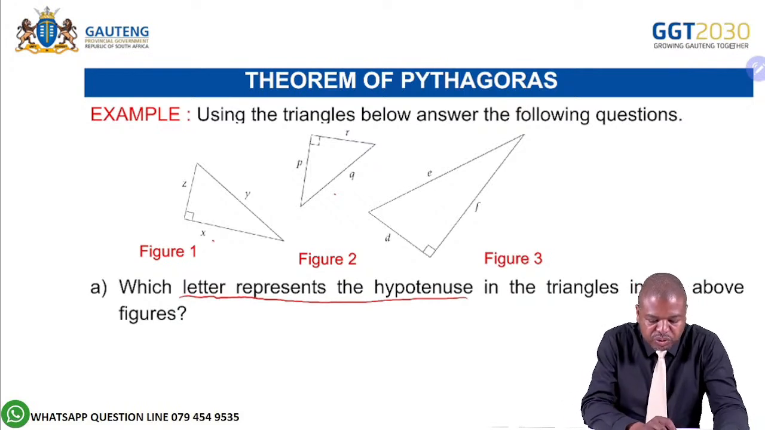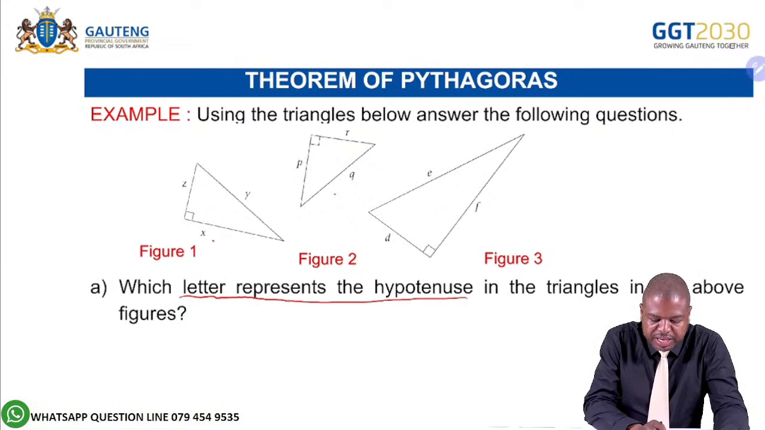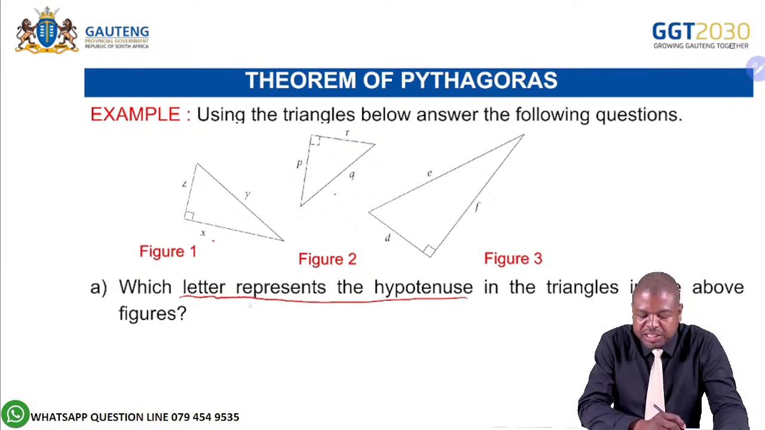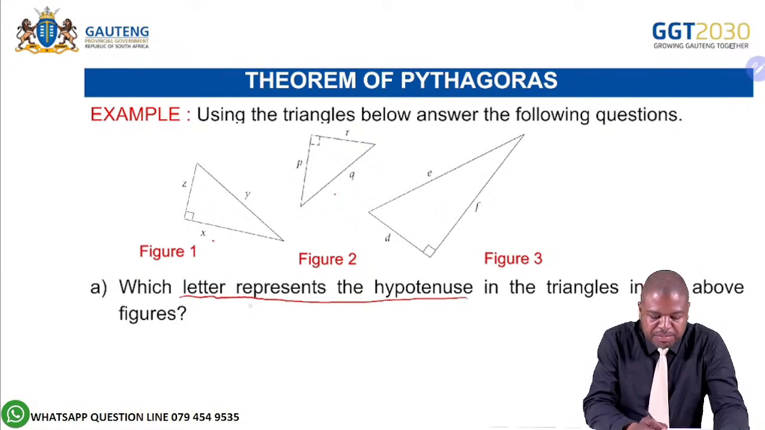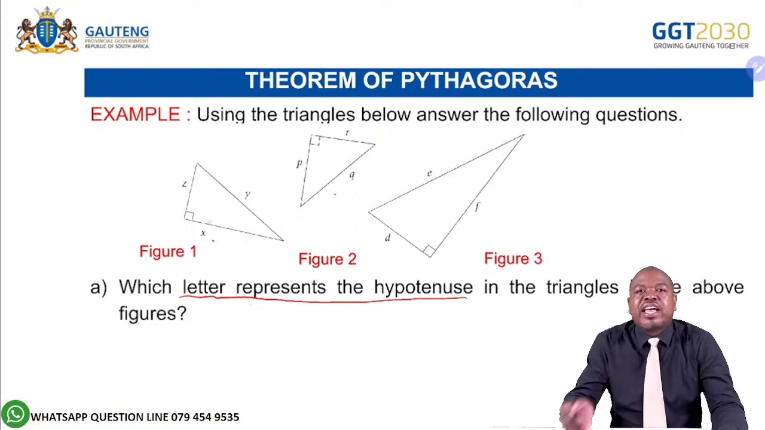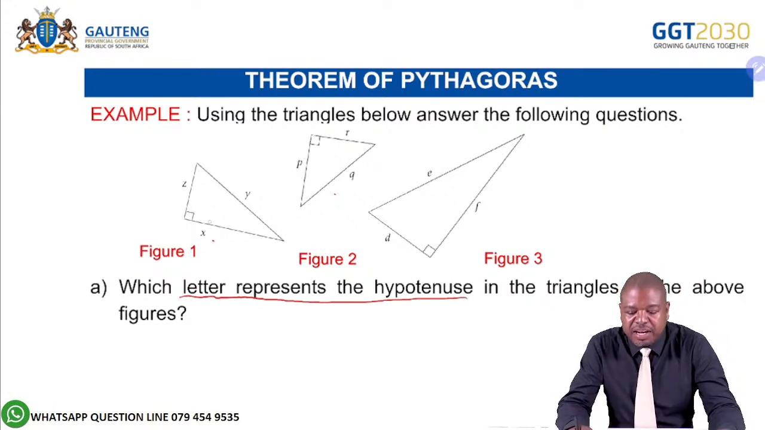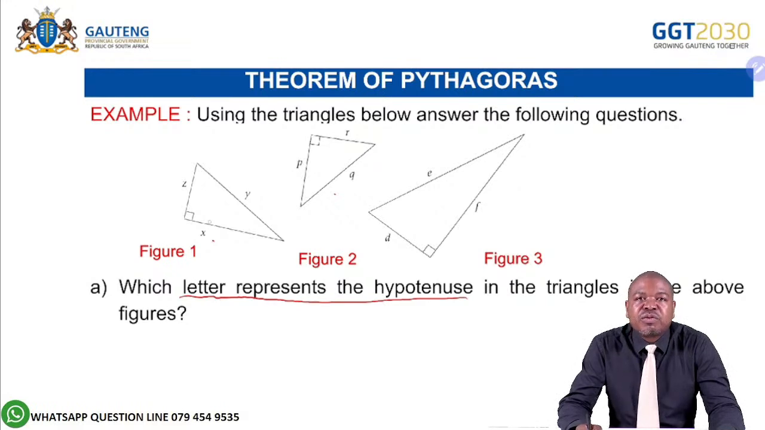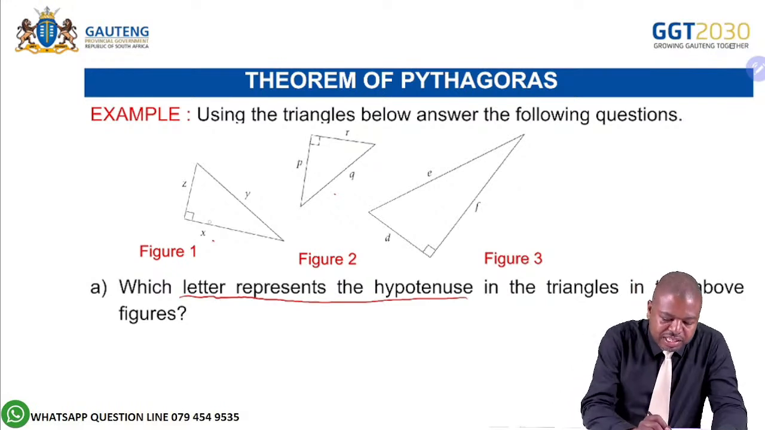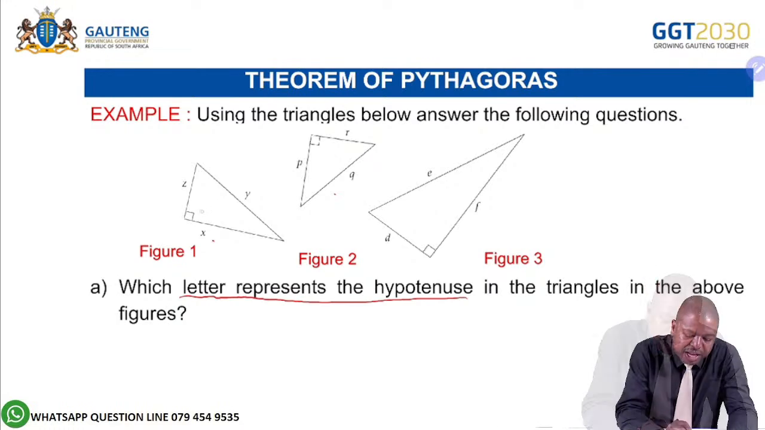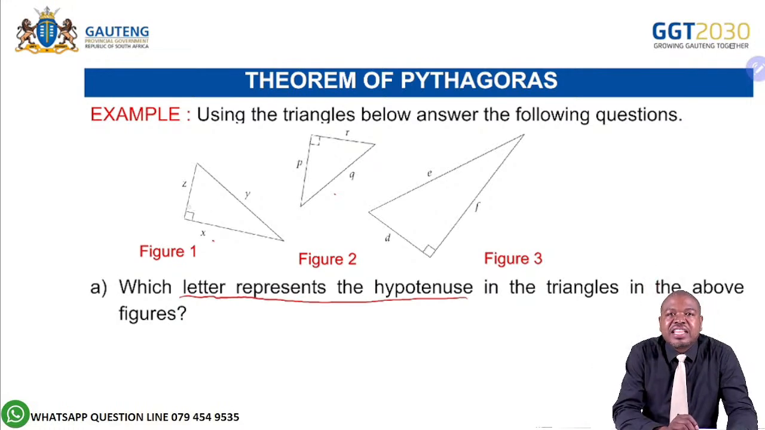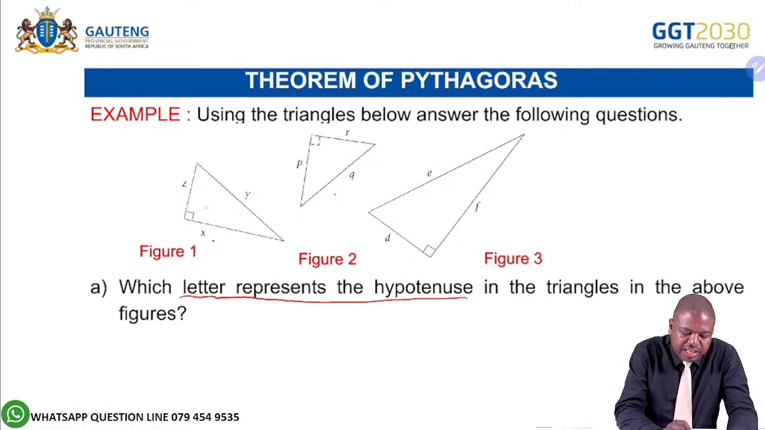Let's go through our example together. We've been asked to identify the letters that represent the hypotenuse in the triangles in the above figures. What did we say? We have, numerous times, tried to define what a hypotenuse is. We say the hypotenuse is the side that is opposite the right angle in a right angle triangle, right?